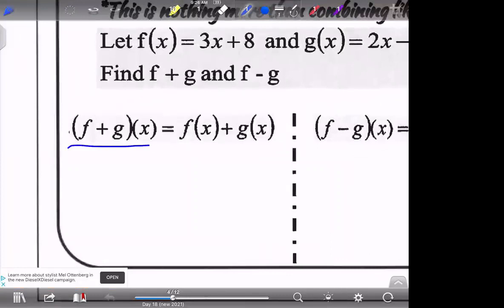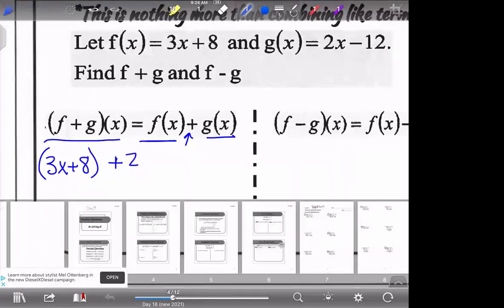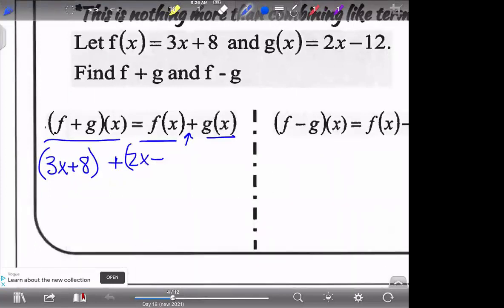So here's what they might tell you, hey, find f plus g. The x is going to be in a little set of parentheses beside it. That really means take the function f of x and add to it the function g of x. So we're going to start by writing down f of x. F of x is currently 3x plus 8. So that's our first function. That's f of x. The symbol in the middle is addition. So we're going to say, well, hey, we're going to add the second function. The second function is 2x minus 12.